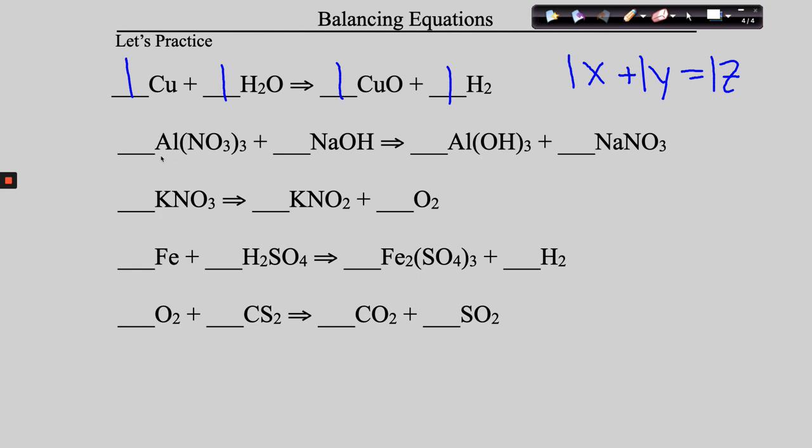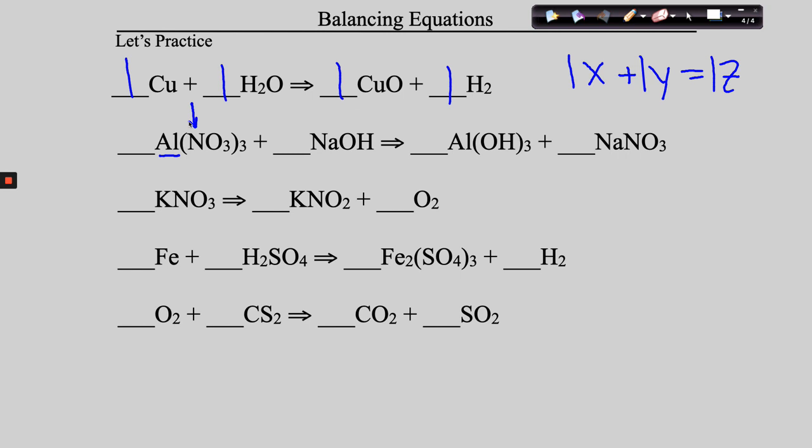How many aluminums are over here on the left? 1. How many aluminums on the right? 1. We're good there. So now, guys, check this out. The next element that we come to is nitrogen. But guys, nitrogen is in the nitrate polyatomic ion. So we've got nitrate here. Do we also have nitrate on the product side? Yeah. So don't balance the nitrogens. Don't balance the oxygens. Balance the nitrates.